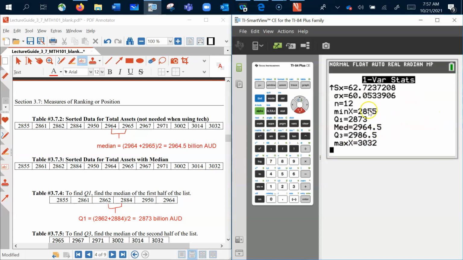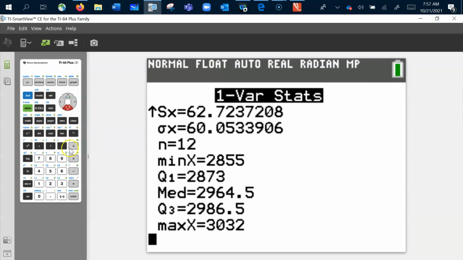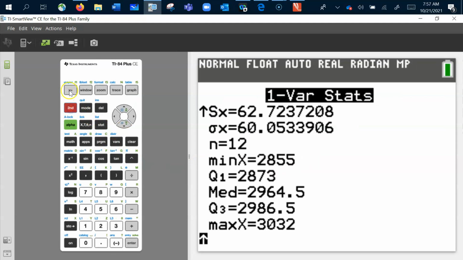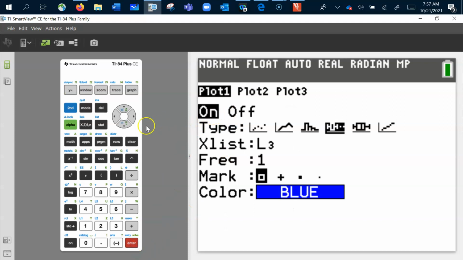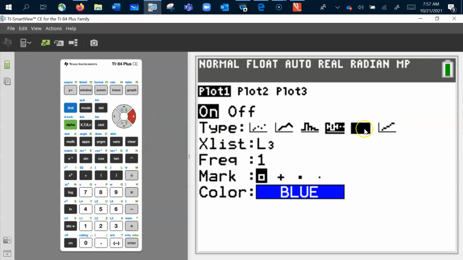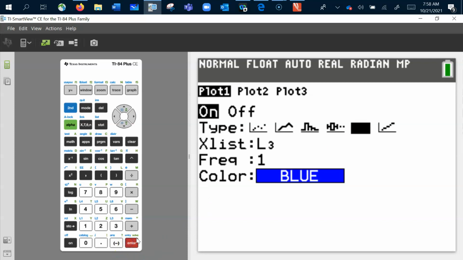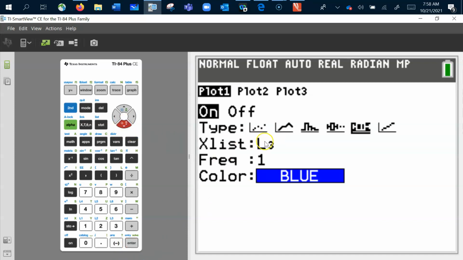Now, I've got the 5-number summary, but I want a picture of this. Here I'll just enlarge this. I'm going to hit second, stat plot. And I'm going to turn only plot 1 on, have everything else off. So select plot 1. We'll make sure it's on. If it's not, then you would toggle to the on position, hit enter. And the box plot is going to be this one here on the right on my screen. It looks just like the box plot that we were discussing in the pictures. Hit enter. Now I don't want list 3, I want list 1 because that's the list I put those bank values in. So second 1. And now I should be in a position to graph this.